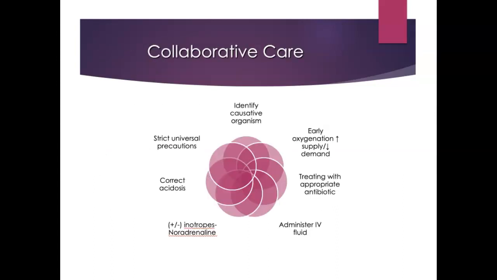So let's look at our collaborative care for septic shock. We absolutely want to identify the causative organism, so you're going to be doing those blood cultures, probably starting broad-based antibiotics until you actually know what the organism is. Early oxygenation is really important to increase that supply and decrease the demand, and then treating with appropriate antibiotics once you know what that culture is. Administer IV fluids, plus or minus inotropes to increase that sympathetic nervous system and increase the contractility.